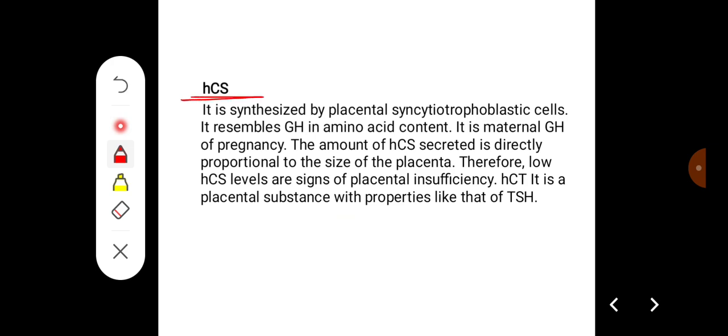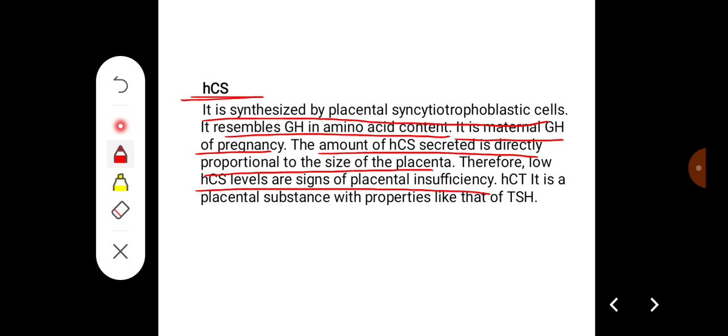Whereas HCS, that is, human chorionic somatotropin, is synthesized by the placental syncytiotrophoblastic cells. It resembles growth hormone in amino acid content. It is the maternal growth hormone of pregnancy. The amount of HCS secreted is directly proportional to the size of the placenta. Therefore, low HCS levels are signs of placental insufficiency. HCT is a placental hormone which has properties like that of thyroid stimulating hormone.